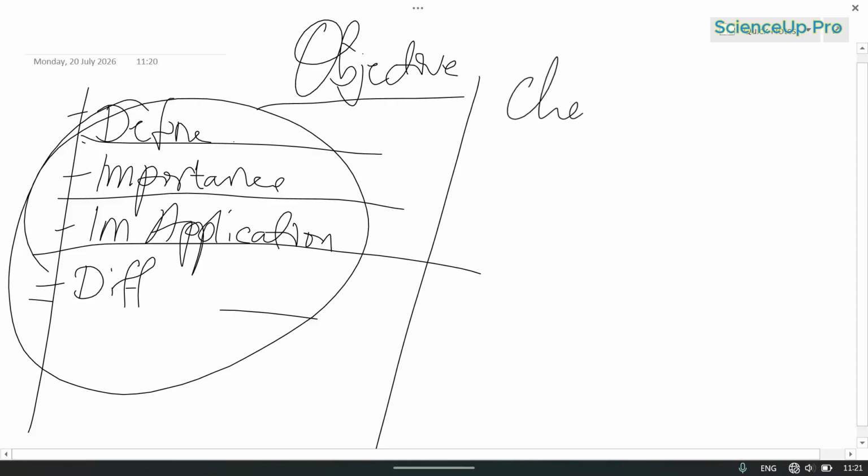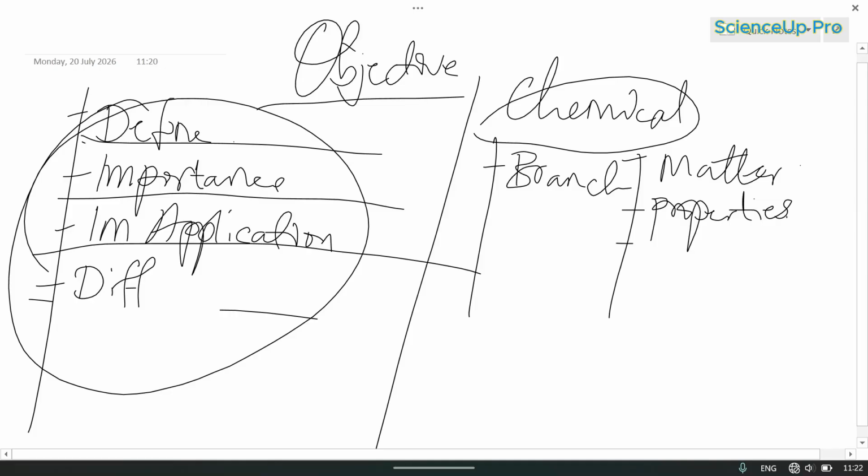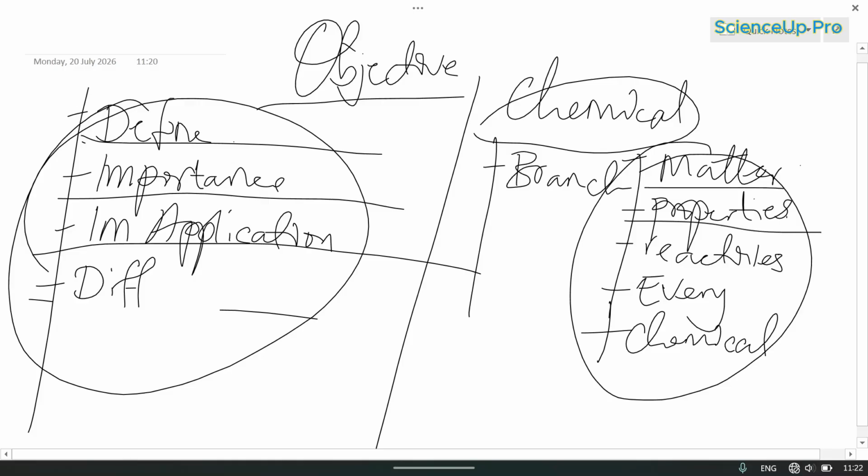What is chemistry? When they ask you this question in your class exam, what are you going to write? Actually, chemistry is a branch of science which studies matter. It also studies the properties of matter, the reactions, and everything about matter. It also studies chemicals, how chemical reactions take place.